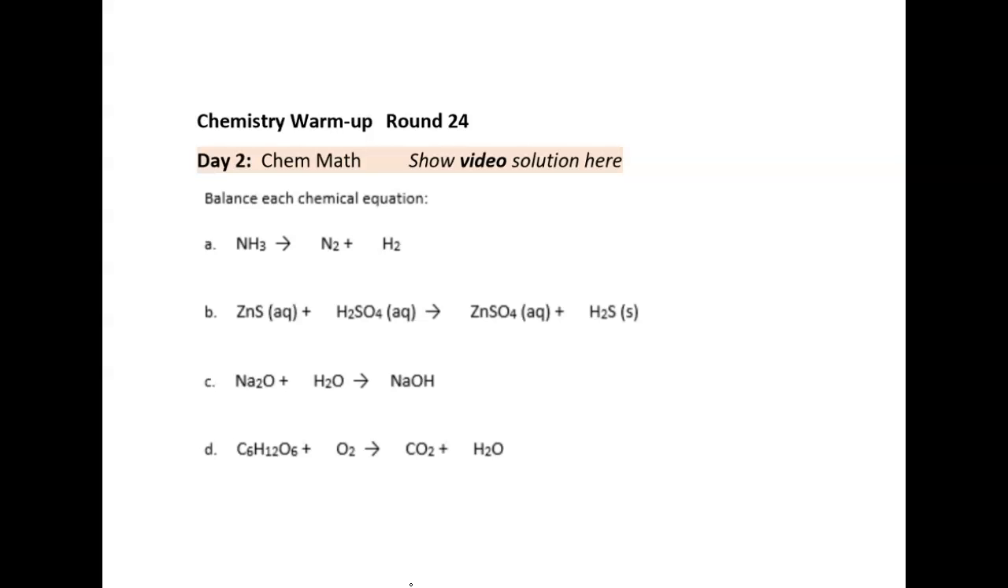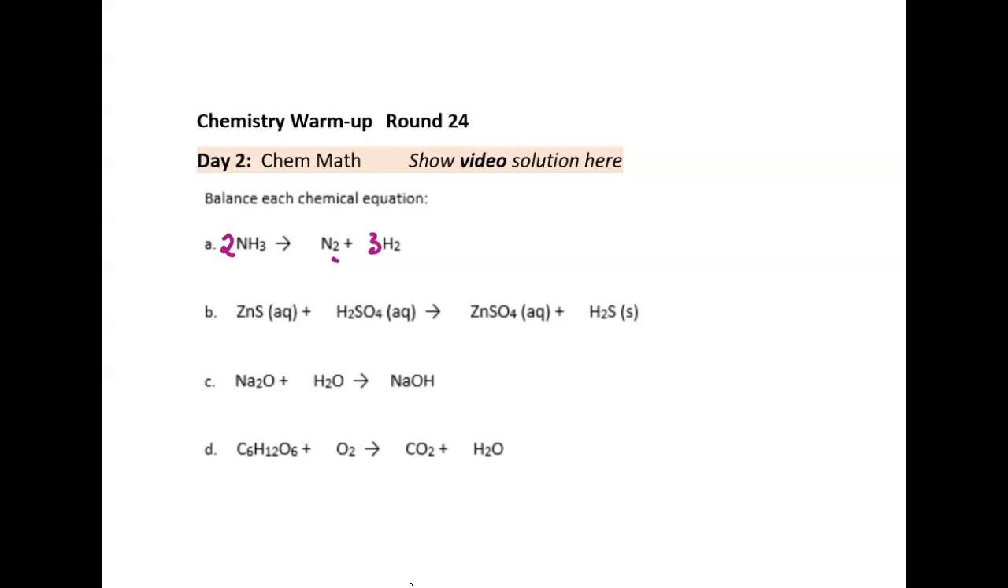We need to put in coefficients to have equal amounts of each atom on the left and right sides of the arrow. If we put a 2 right here, that gets us our 2 nitrogens to match this subscript. But in doing that, it creates 6 H's on the left side. So we can put a 3 here to get 6 H's on the right.